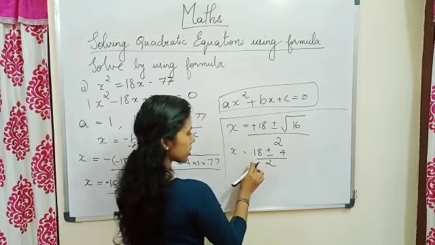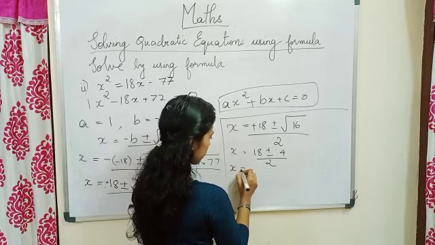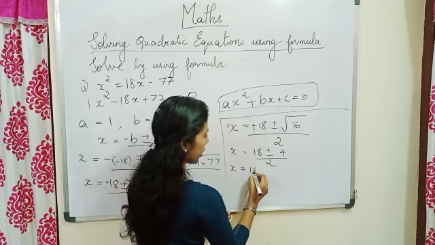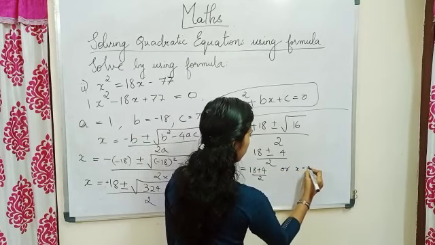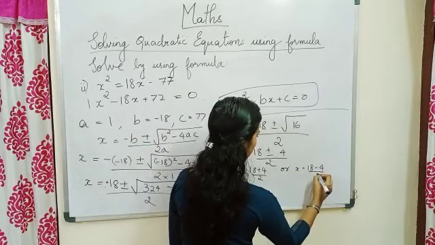Then we can write this equation by splitting it as x is equal to 18 plus 4 by 2 or x is equal to 18 minus 4 by 2.